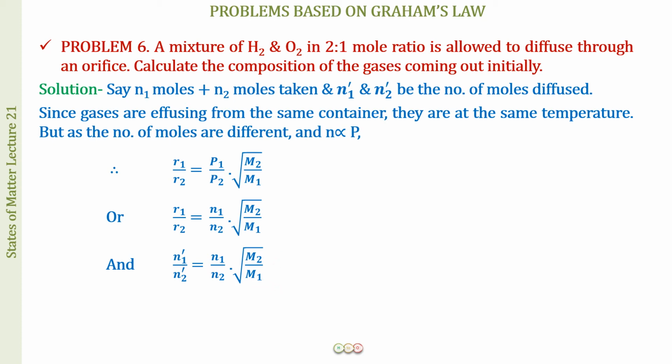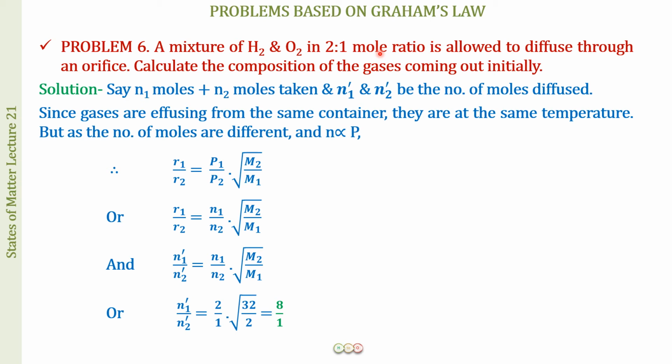Now it is going to be very simple. What you have to do is just put the values. You know the molecular masses of hydrogen and oxygen gas. You know the initial number of moles that we had taken. So the composition of the gas that is going to come out is going to be in the ratio of 8:1.